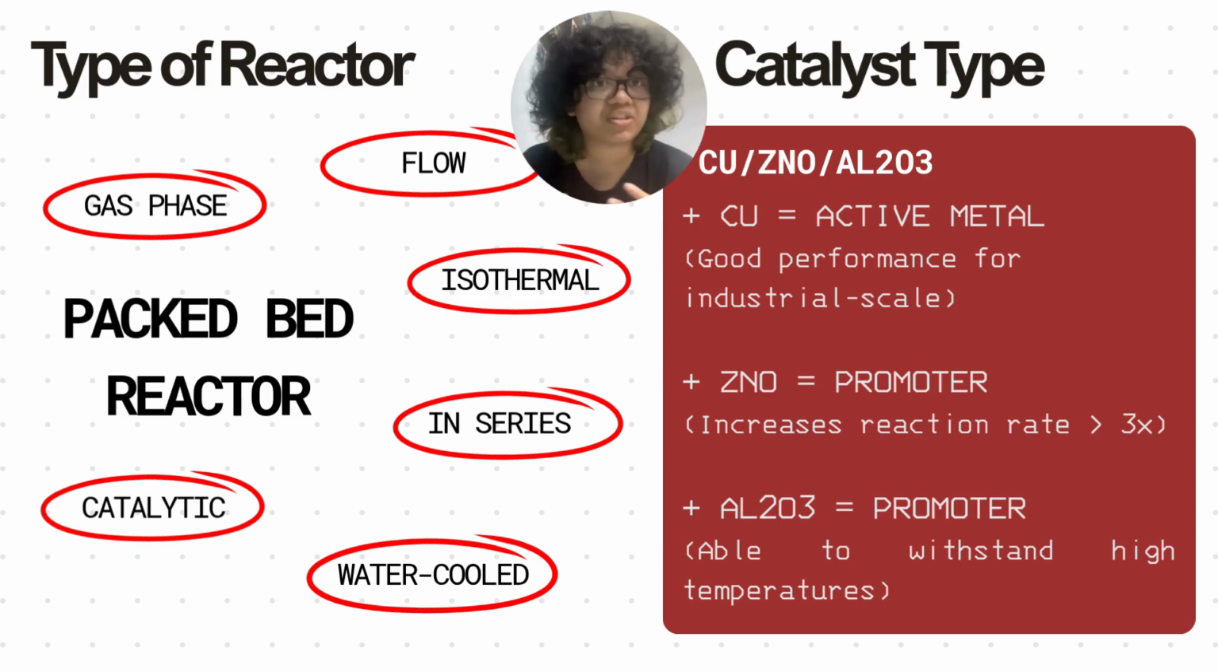It will also be done isothermally instead of adiabatically. It is also using catalyst, it's catalytic, so it would be a packed bed instead of a plug flow reactor. It also must be water cooled as opposed to gas cooled to increase the heat removal. And it's also done in series to be able to increase the conversion, and also to make up for how much methanol needs to be produced.